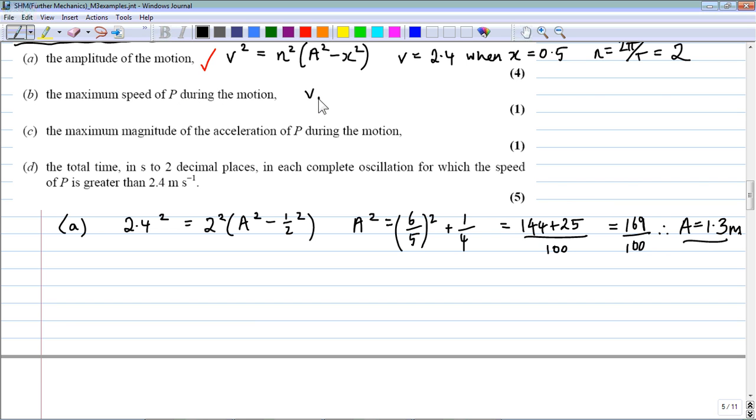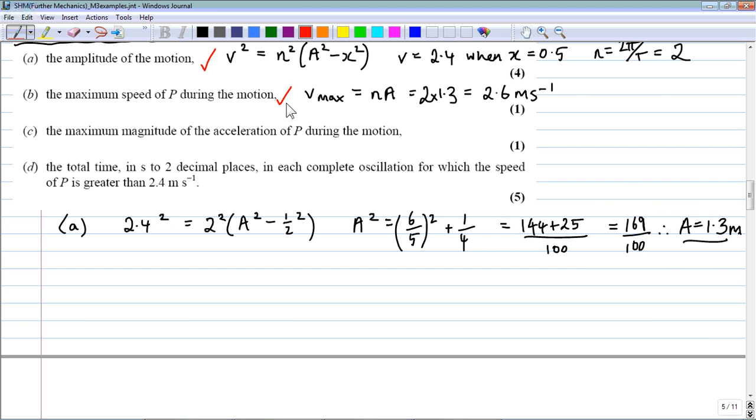To find max speed, you can reuse this equation when x is 0, because when we perform SHM we go backwards and forwards. The fastest speed is in the middle there. So the fastest speed occurs when x is 0. That's the maximum kinetic energy, and so that's just nA. So that's 2 times 1.3, 2.6 meters per second. So that's the second part.